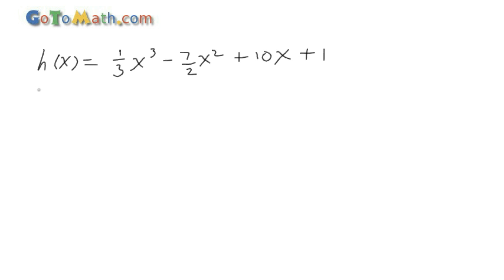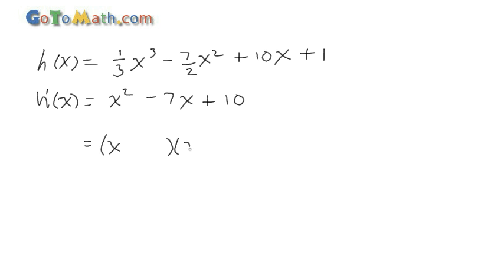Okay, so we want to find those critical numbers, and that means we need to take the derivative. So bring the 3 out front. 3 times 1/3 is just 1, so we end up with just x squared minus, take the 2, bring it out front. 2 times 7/2, you just get negative 7x, and then plus 10 there. All right. Can we factor this? Let's see, 2 and 5. Yeah, I think we can factor.